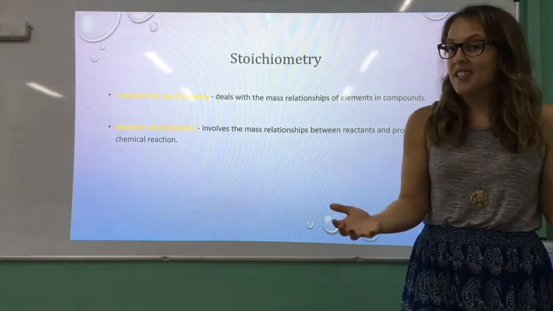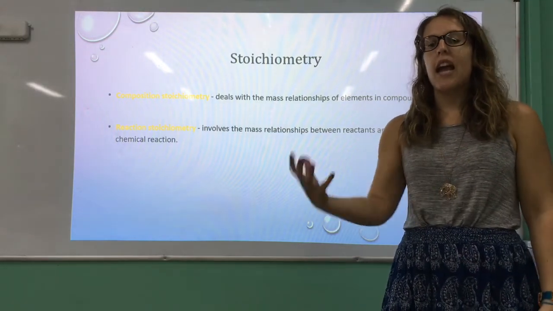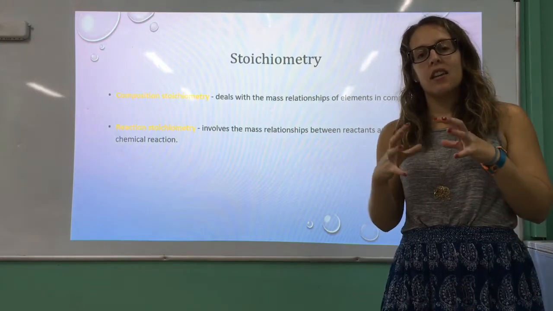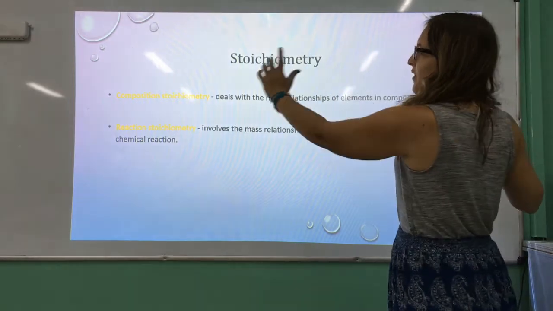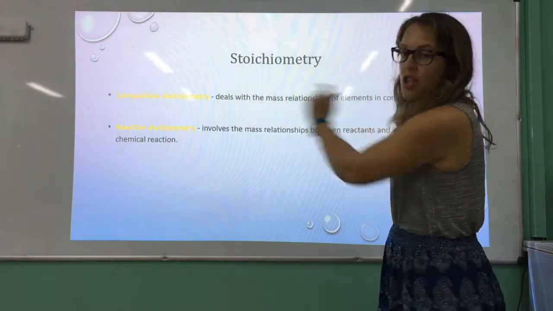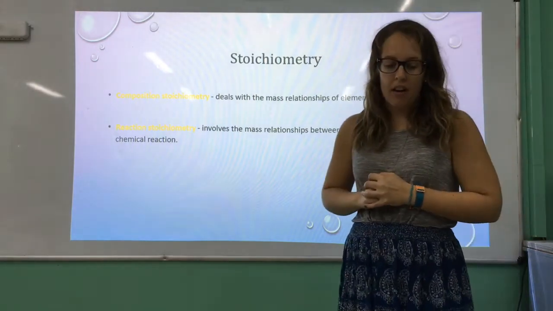And now I'm going to ask you, what's the difference between a reactant and a product? The reactants are the things that react to form the product. So on the left side of the equation, we have the reactants, and then on the right side, we have the products.